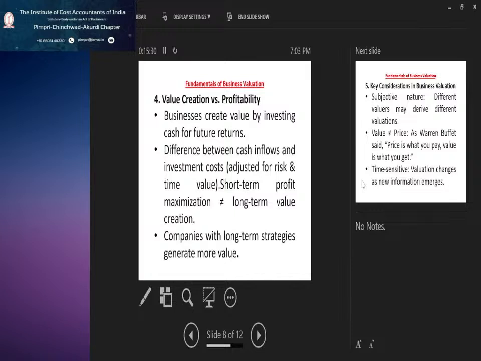readers of the financial statements always get confused with value creation versus profitability. So I felt, and again the institute had also commented upon, what is the difference between value creation and profitability. So businesses create value by investing cash for future returns. So whatever investments or asset purchases that have been done by the business or in the business always fetch future returns, or are always the investment of cash for future returns. Therefore, there is a difference between cash inflows and investment cost adjusted for risk and time value.